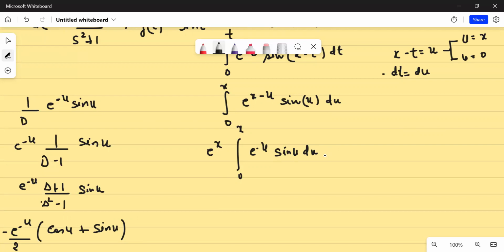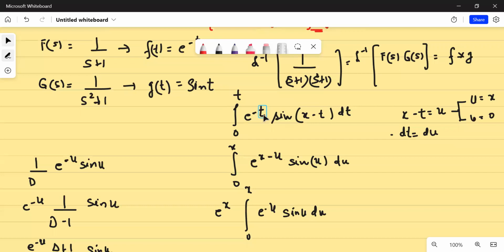The derivative of sine u. Did I make a mistake? Let's just do it anyway. I think that's easy to see. Is there a mistake somewhere? I don't know. It is e to power minus t, right? Okay, so there must be a mistake here.